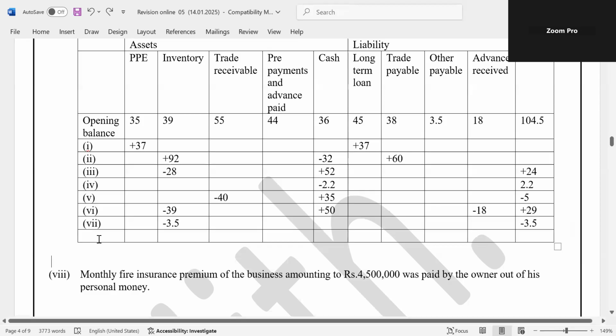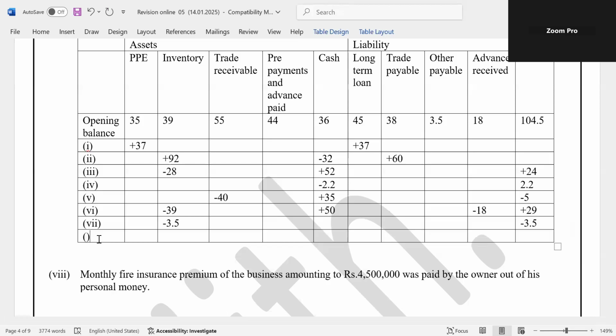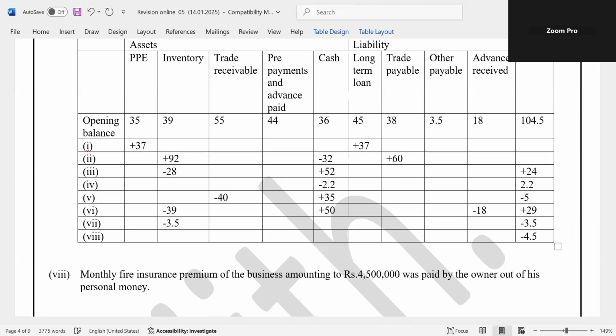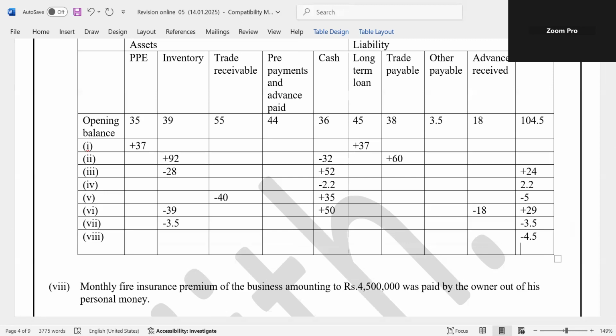Anything of the business paid by the owner should be considered as additional capital. Think, the fire insurance expense of the business was paid by the owner. Therefore, for the fire insurance of the business, equity decreases, that is an expense, but since it was paid by the owner, again equity increases. Very important, based on the entity concept. Anything of the business paid by the owner should be considered as additional capital. There are 15 transactions available. Equity decrease as well as equity increase.